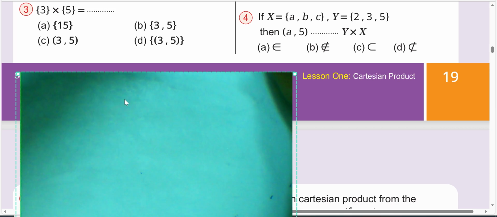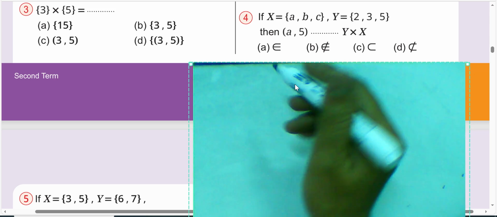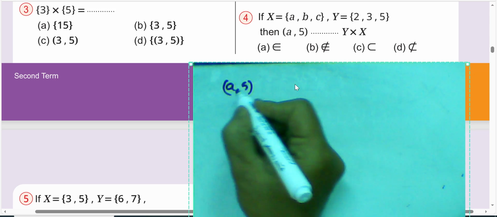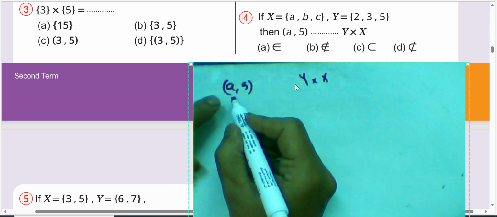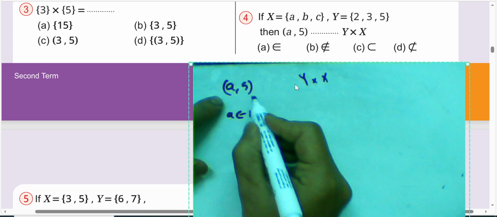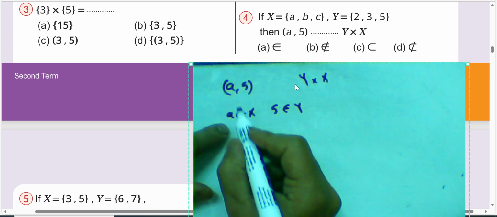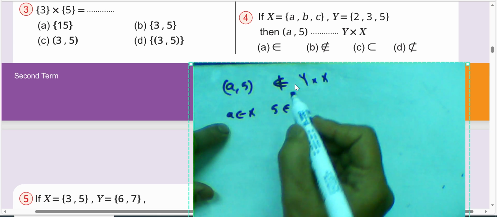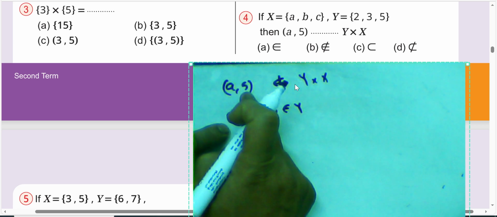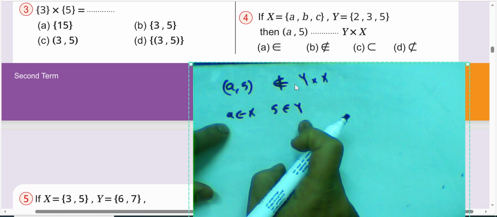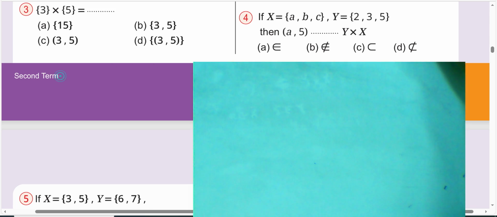Number 4, we have two sets. He wants to find whether the ordered pair (a, 5) is belonging to or not belonging to y Cartesian by x. Look at here, a belonging to x and 5 is belonging to y. Then (a, 5) is not belonging to y by x. This point belongs to x by y, because a belongs to x and second projection 5 belongs to y. Then you must choose not belonging to. Next question.